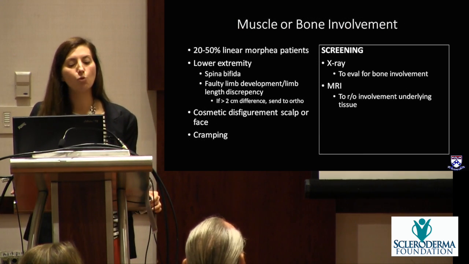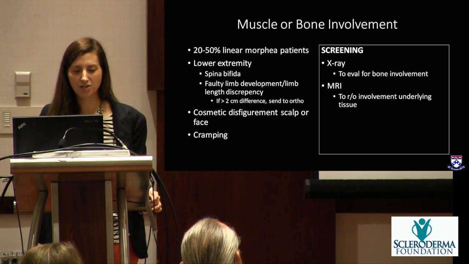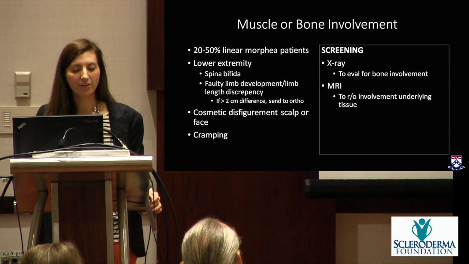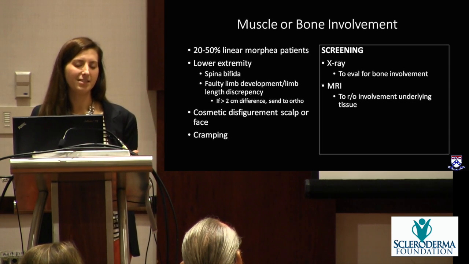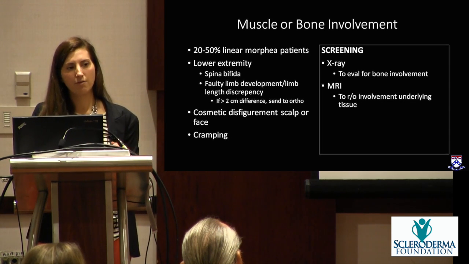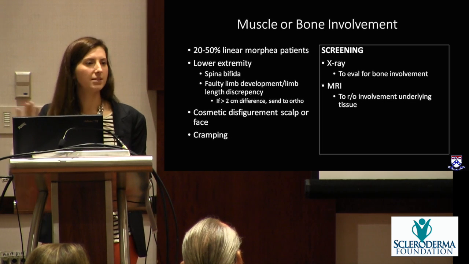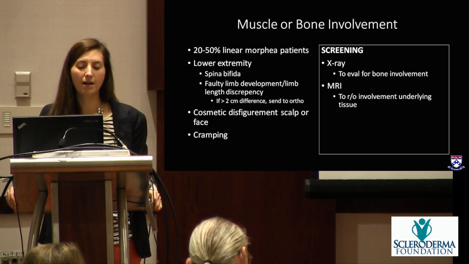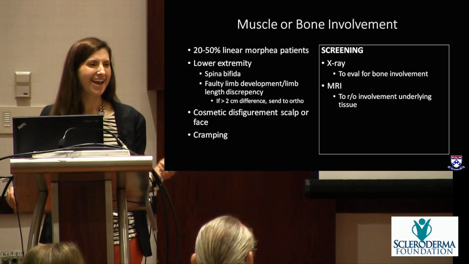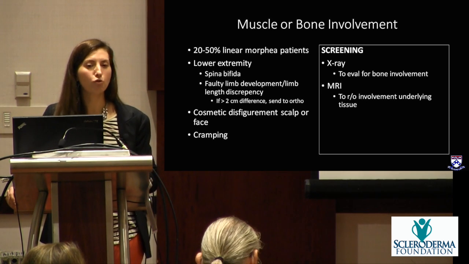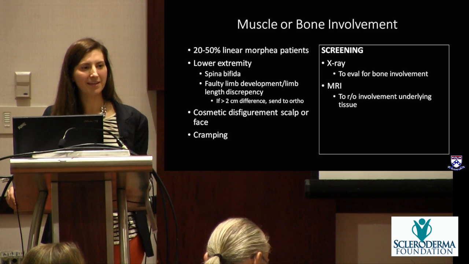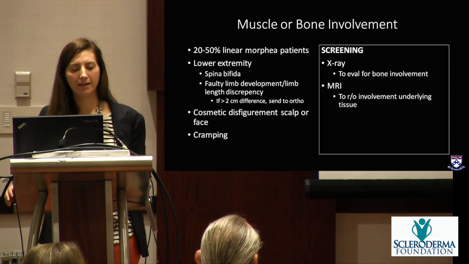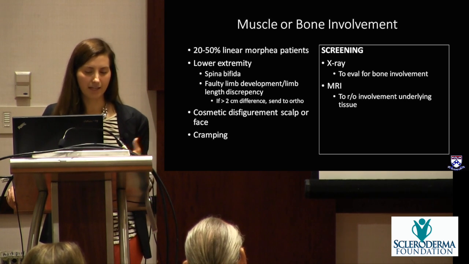This actually occurs in 20 to 50% of linear morphea patients. When it's affecting the lower extremity, it can be associated with spina bifida, faulty limb development, or limb length discrepancies. If a patient has greater than 2 centimeters of a difference, I'm sending them to orthopedics. It can cause cosmetic disfigurement if affecting the scalp or the face, and it also can cause cramping. I use cramping as a clue of inflammation. When patients are cramping, typically we're going to escalate care.